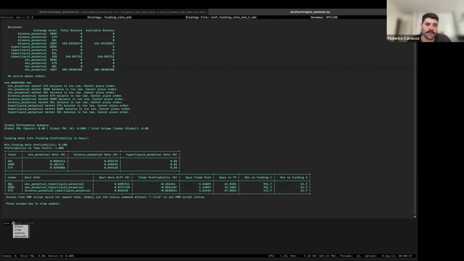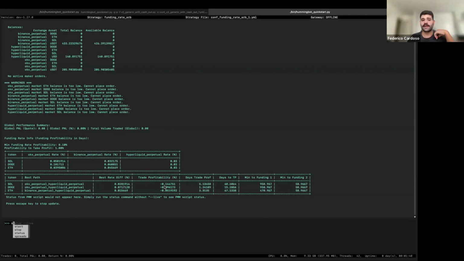So for example, in Sol, it says that the best path is OKX and Hyperliquid. And that makes sense because this is 0.058 and these are 0.03 and 0.03. So the biggest difference will be between this and this. We are going to go short on OKX and long on Hyperliquid. And this says that this rate difference will pay us 0.028% per day. So it's not so big. That's why the funding arbitrage probably is not going to be in these tokens.